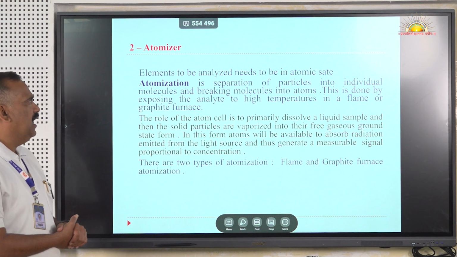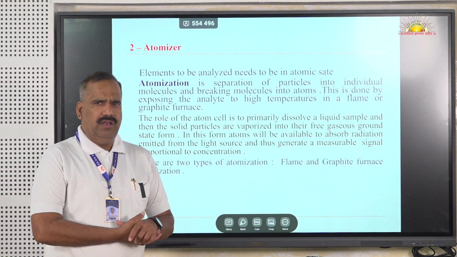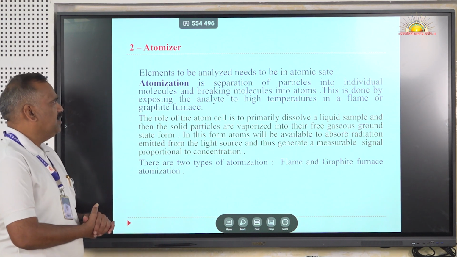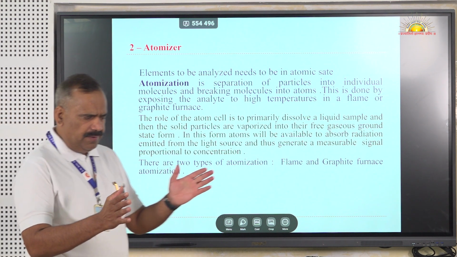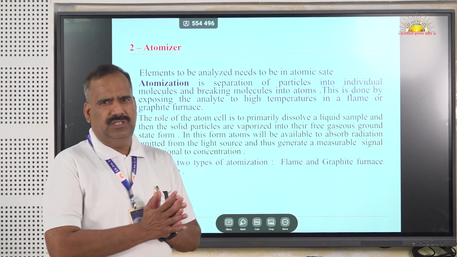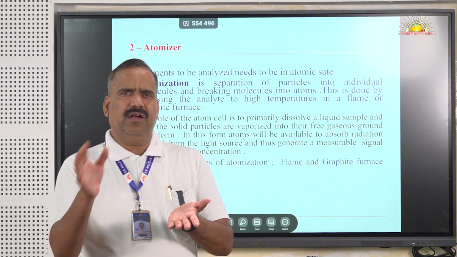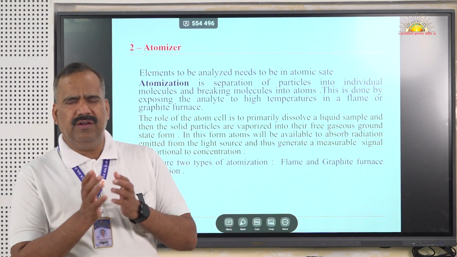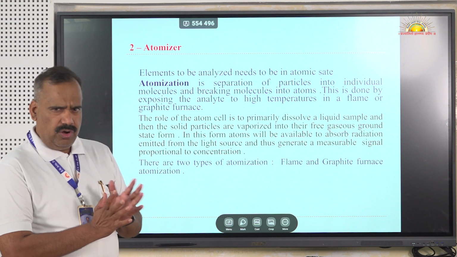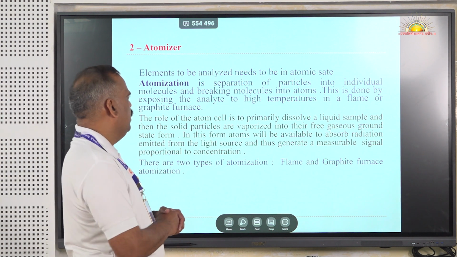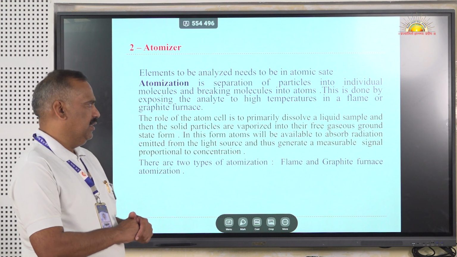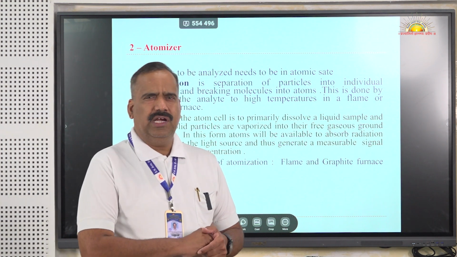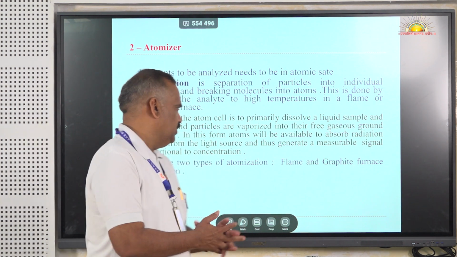Generally, elements that are analyzed need to be in an atomic state. Atomization is a process in which the particles are broken up into their constituent atoms. First of all, they are converted into a mist, then the mist is converted into particles, and then they are converted into their constituent atoms. There are two types of atomization: flame atomization and graphite atomization.